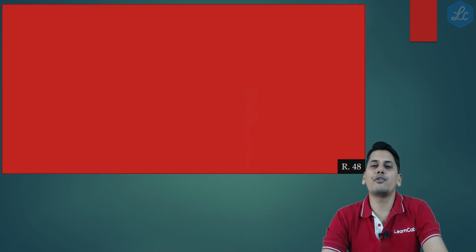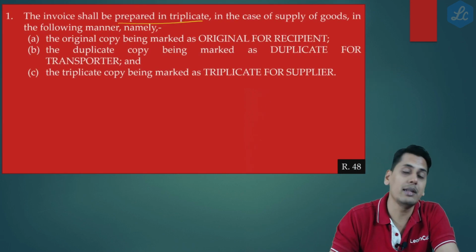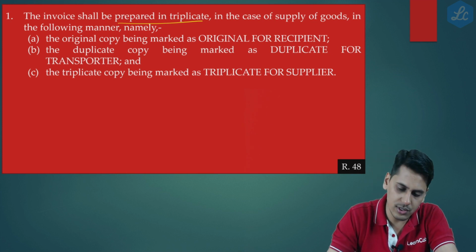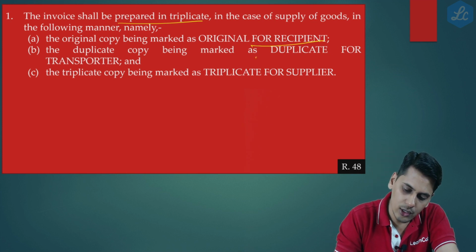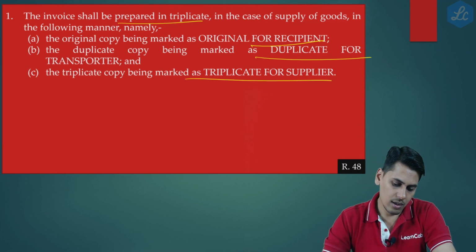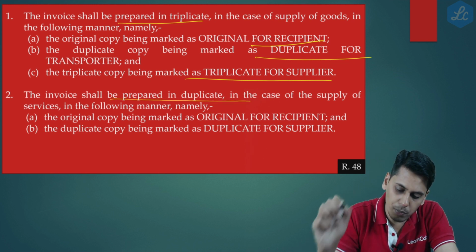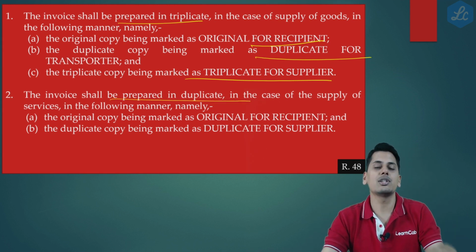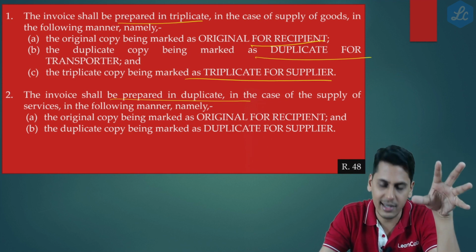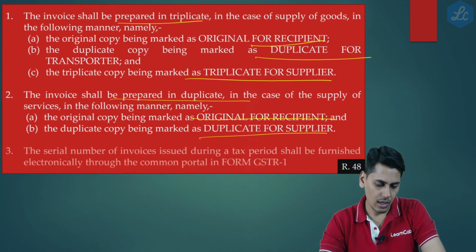Now before proceeding to 48 sub rule 4, let's have a brief look at 48 sub rule 1, sub rule 2 and sub rule 3. 48 sub rule 1, the invoice shall be prepared in triplicate in case of supply of goods, original for the recipient, duplicate for the transporter and triplicate for the supplier. 48 sub rule 2, the invoice shall be prepared in duplicate in case of supply of services. Naturally, for supply of services, there is not going to be any transporter. So, you have original for the recipient and duplicate for the supplier.